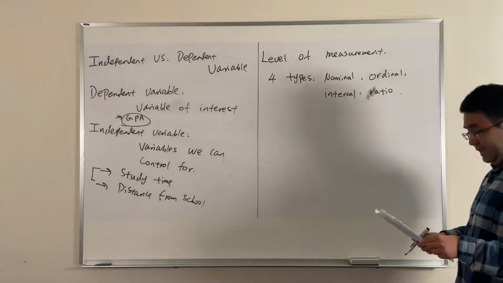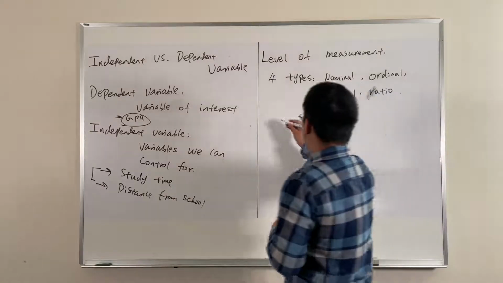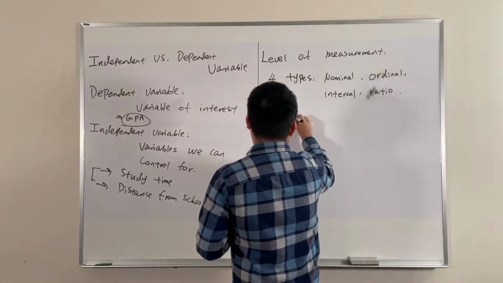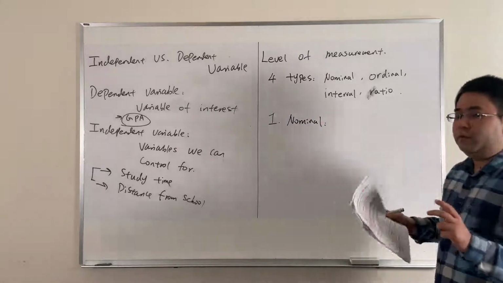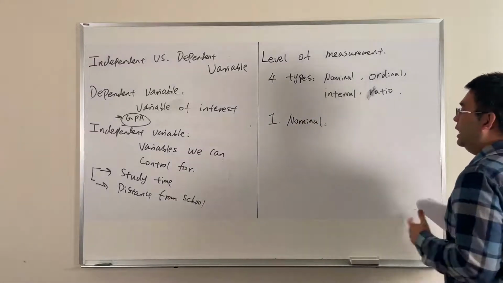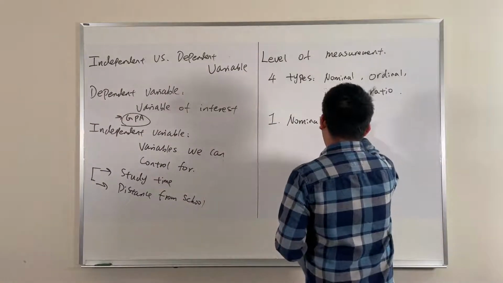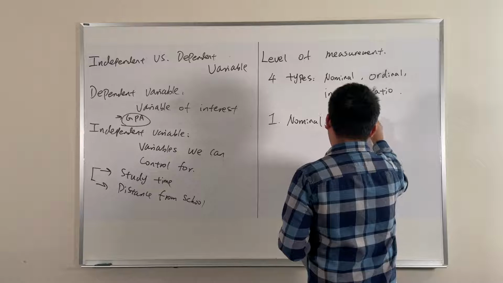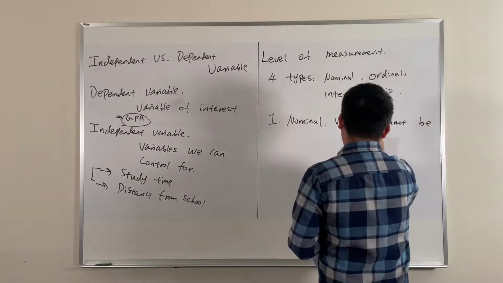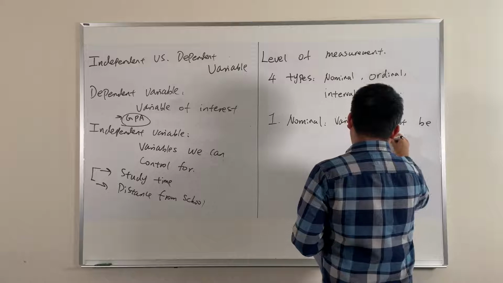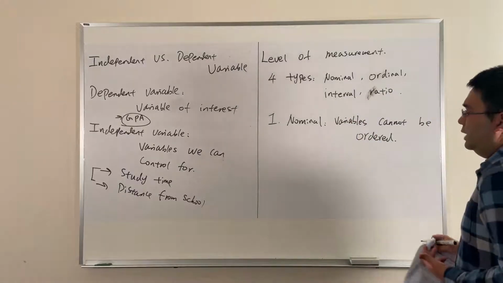Let me discuss each single one to you, right? So we're going to start with number one, nominal. So nominal are the variable values that cannot be ordered, right? So it's variables that cannot be ordered, right? So are the values that cannot be ordered. So what does it mean? So let's say color, right?